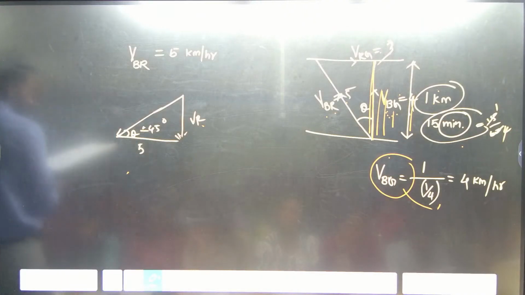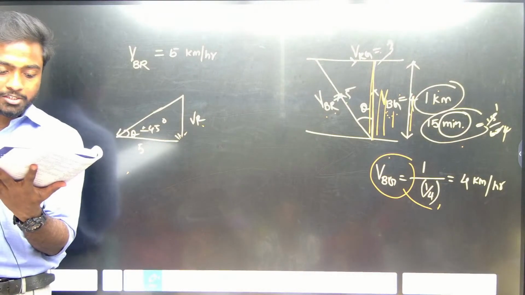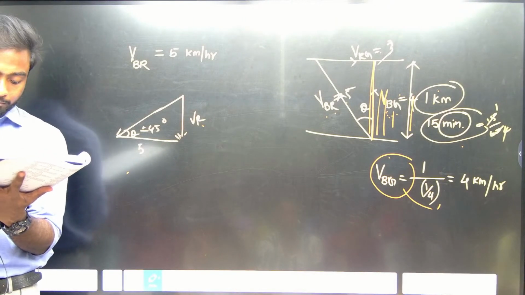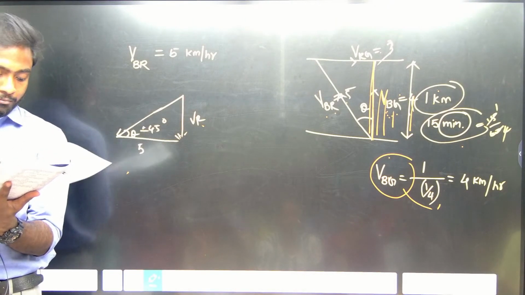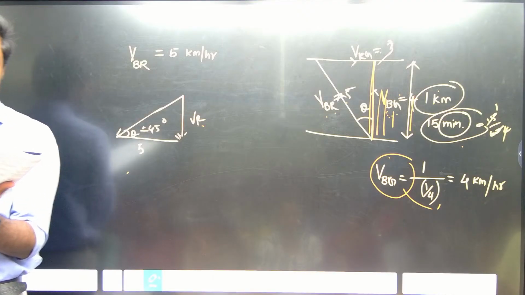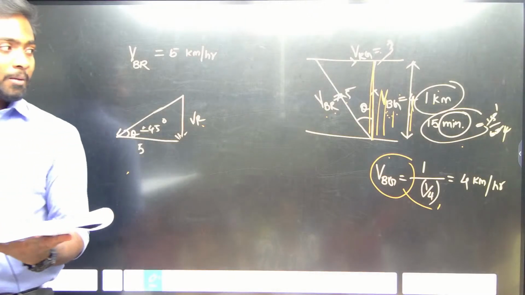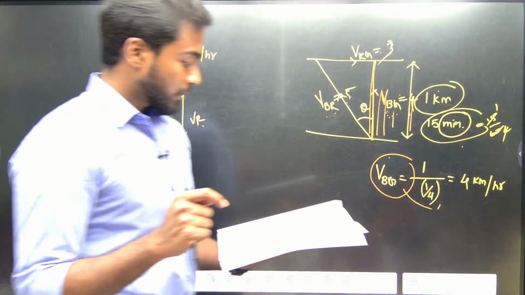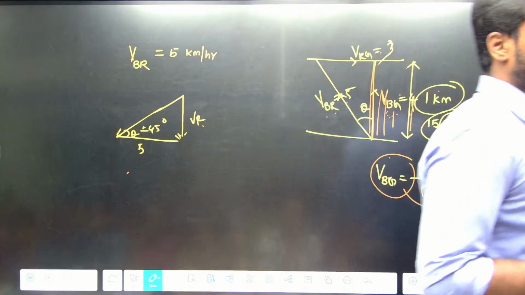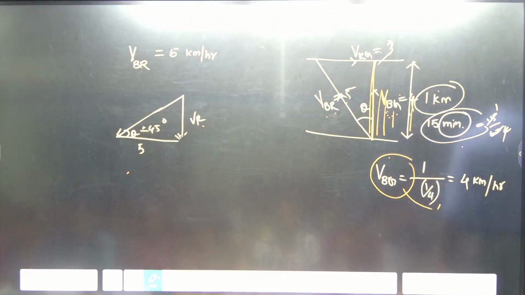Next question. Speed of a swimmer. Question, page number 29, question number 3.